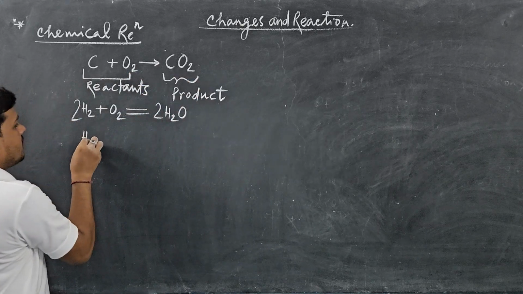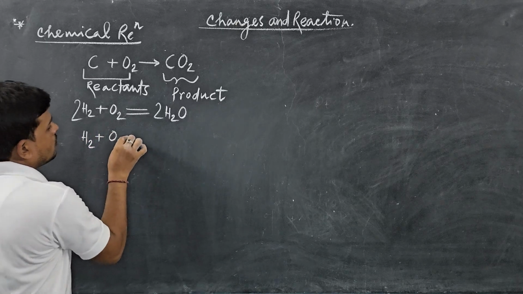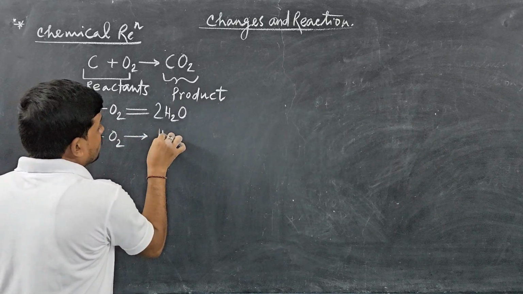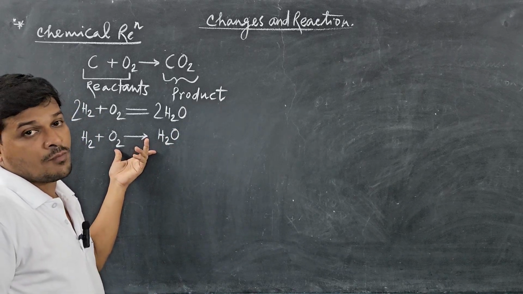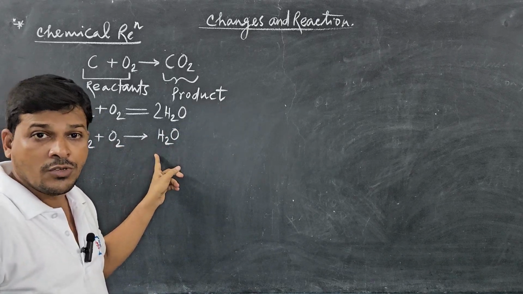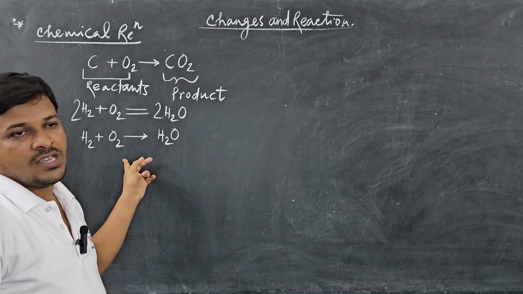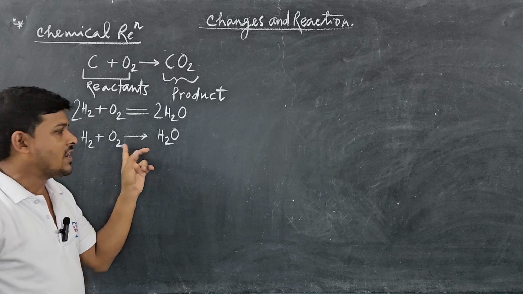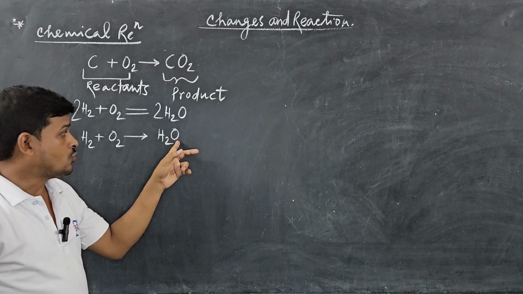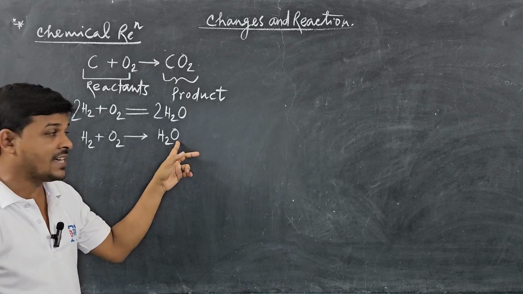One example of it, H2 plus O2, here we represent an arrow sign between the reactant and product. Here the number of atoms of the individual reactants is not the same on the reactant and product sides. Hydrogen has two atoms on both sides, but oxygen has two atoms on the reactant side and only one atom on the product side. So they are not balanced.